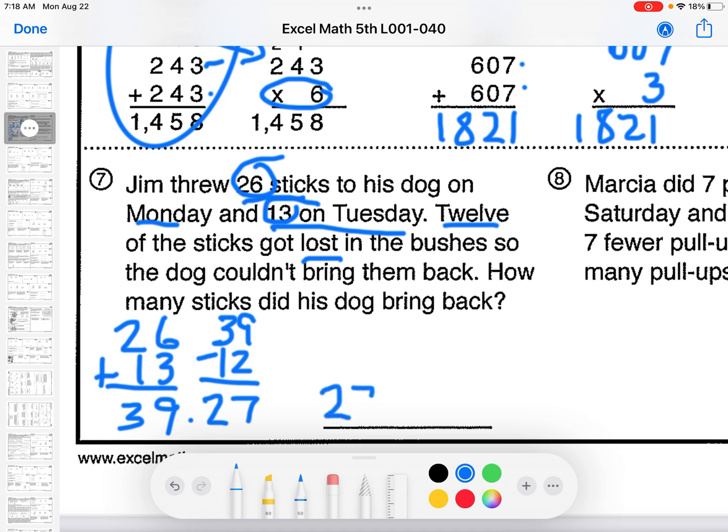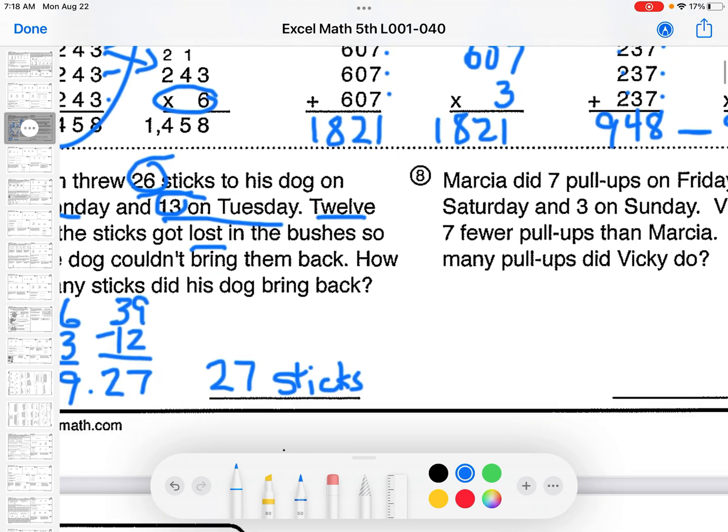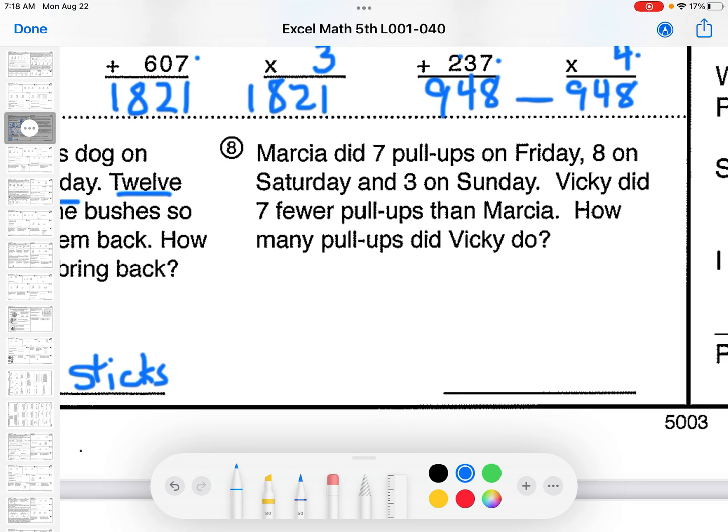Everybody write that. And then don't forget, we need to put a label with all word problem answers. 27 sticks. If you put 27 brought back, that doesn't really tell us what was brought back. So it's 27 sticks. All right, why don't you pause the video, do number 8 by yourself, and then turn the video back on to see if you got it right.